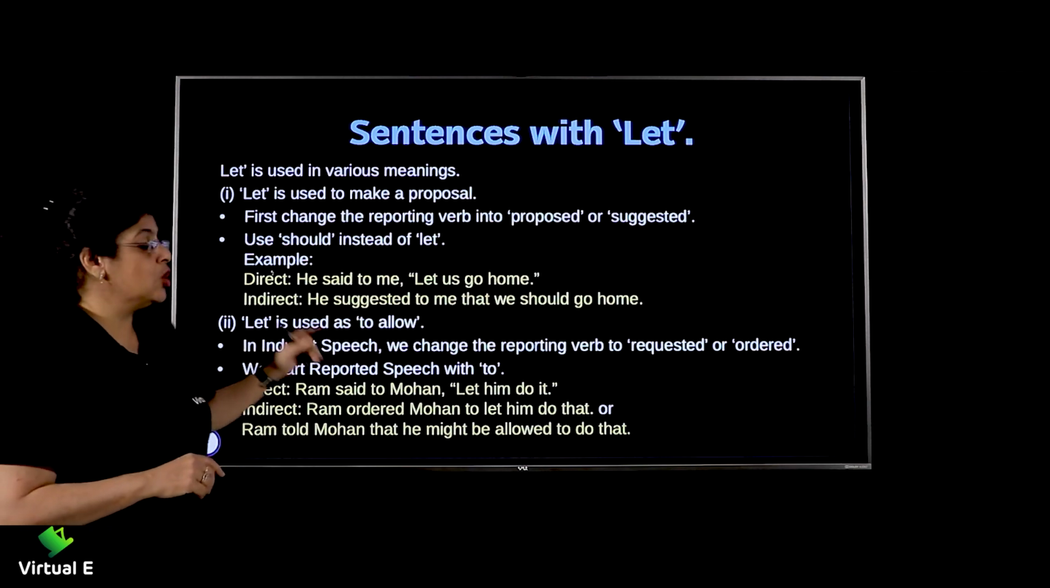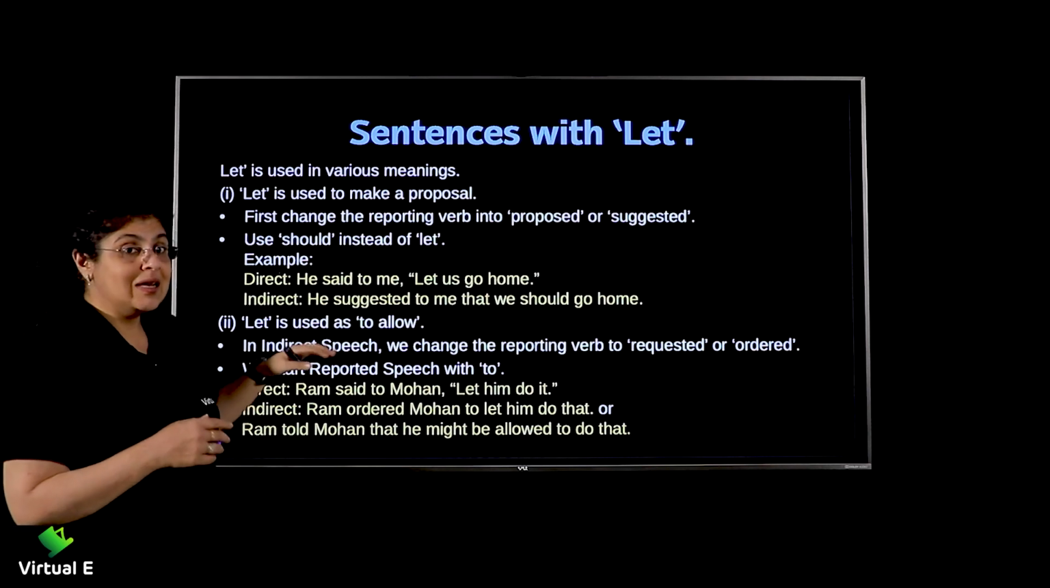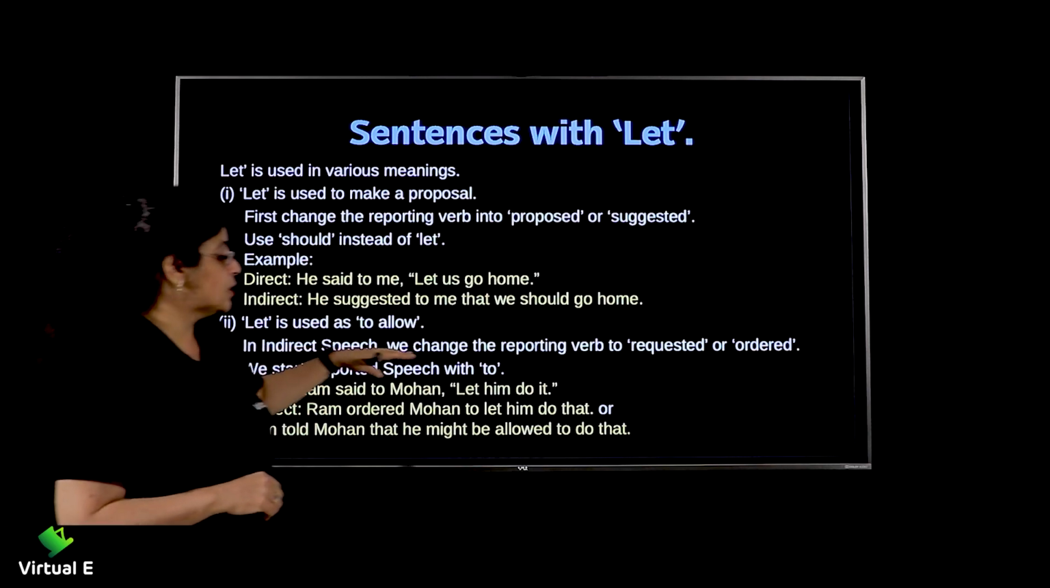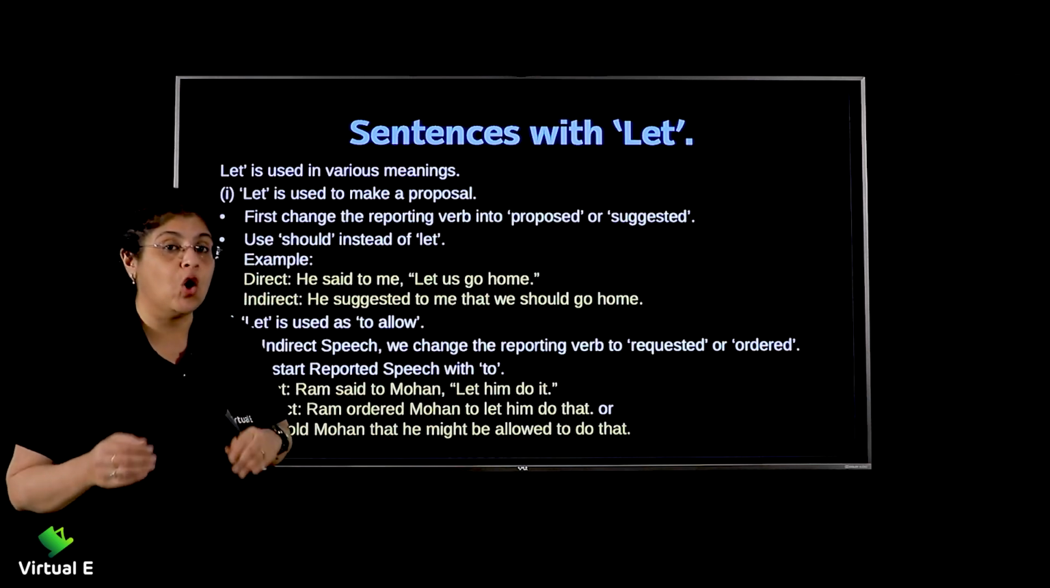Then, let is also used to allow. Now, here it was a proposal or a suggestion. Now, here it is also allow as permission. So, in indirect speech, we change the reporting verb to requested or ordered.